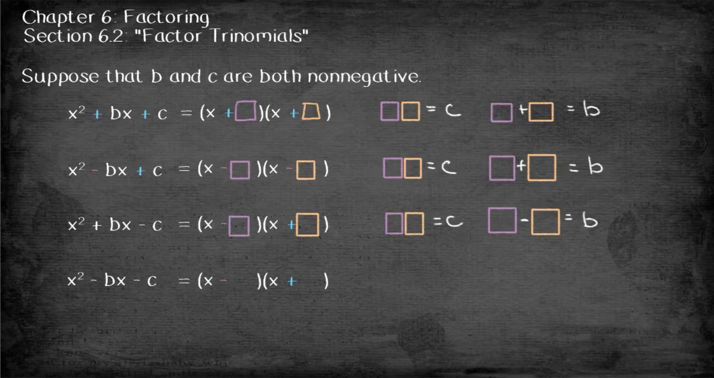What separates this third case from the previous two is that while the two numbers have to multiply to give you c, they have to subtract to give you b. And then of the two, the number with the plus sign has to have the greater absolute value to get a plus. Fourth case is pretty similar to the third one, except the situation is reversed.